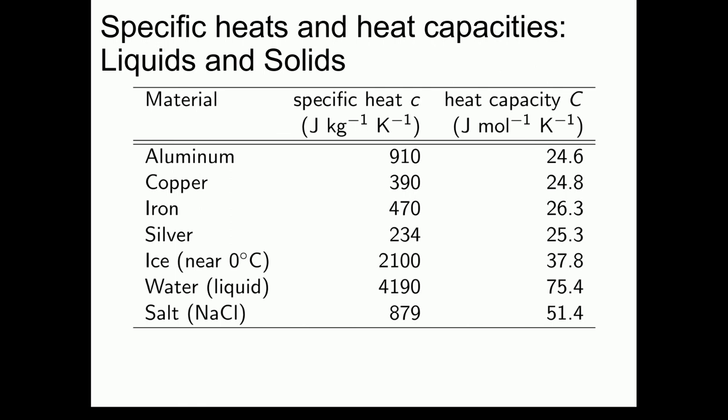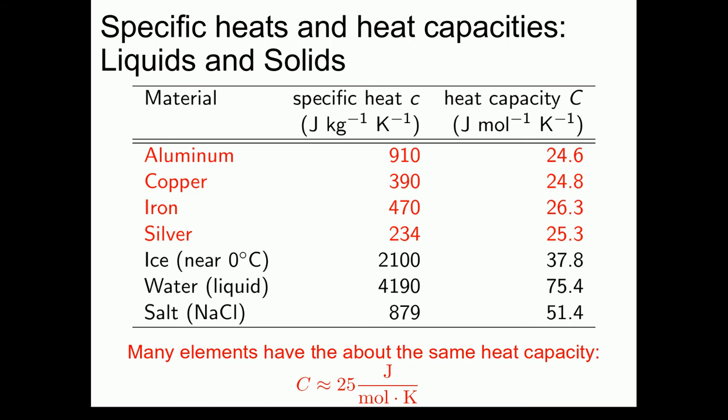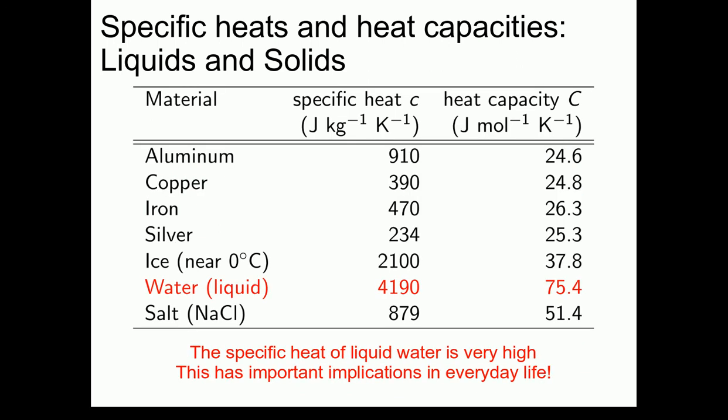Now let's have a quick look at some specific heats and heat capacities for various liquids and solids. We can see some interesting trends in this table. Many elements have about the same heat capacity, about 25 joules per mole Kelvin. We can also see that the specific heat of water is very high. This fact has important implications in everyday life.